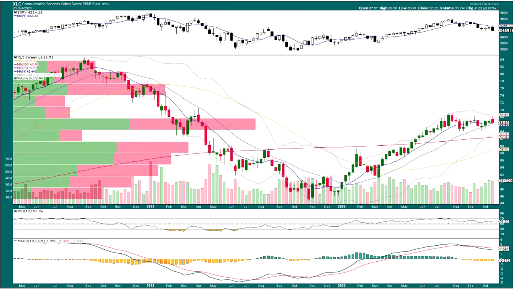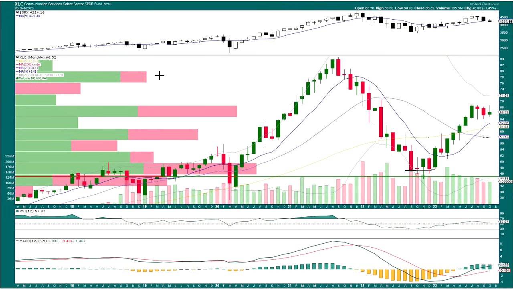Communication sector. This is communication sector's weekly. We are still above the 9 and 20 here. This sector looks extremely well compared to a lot of the other ones. As long as we hold that 9 and 20 on the communication sector, that's a good look. It's also a good look for Google and Facebook because they do belong in that sector.